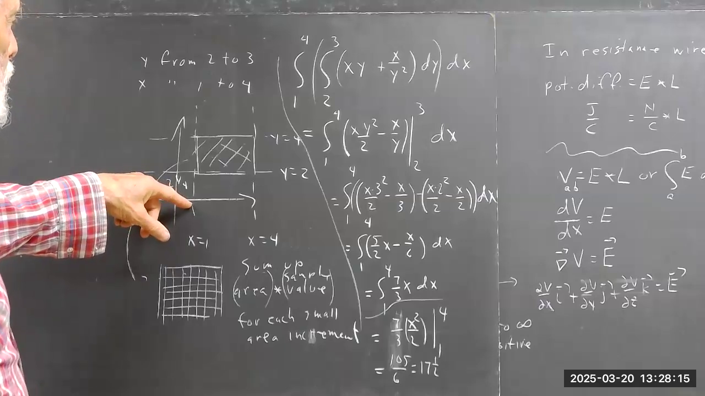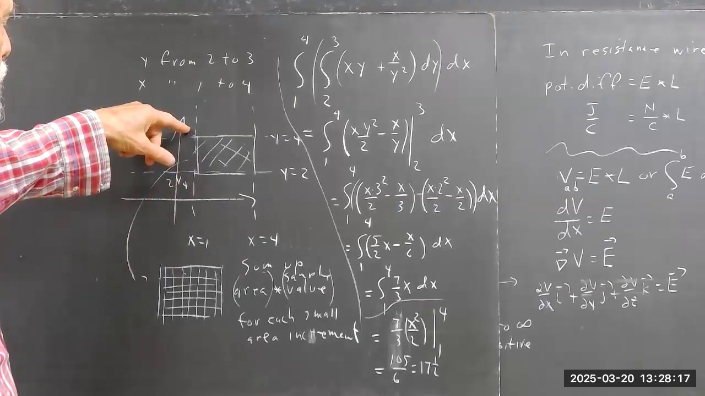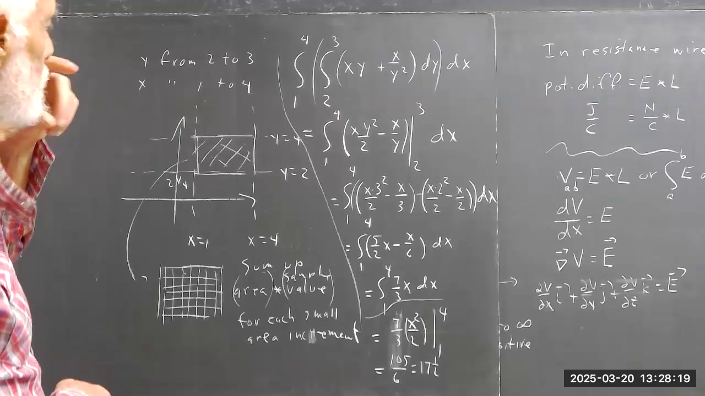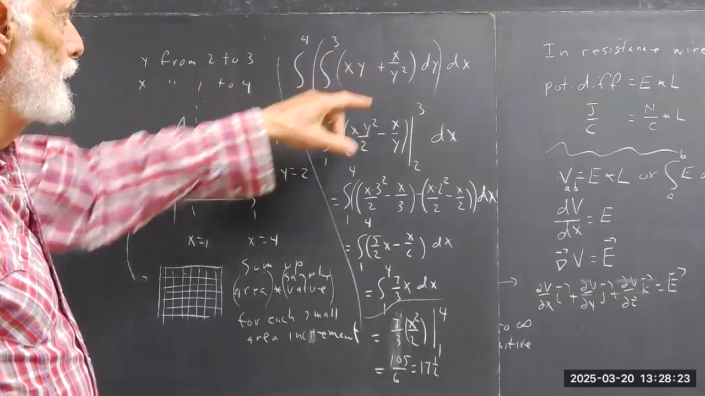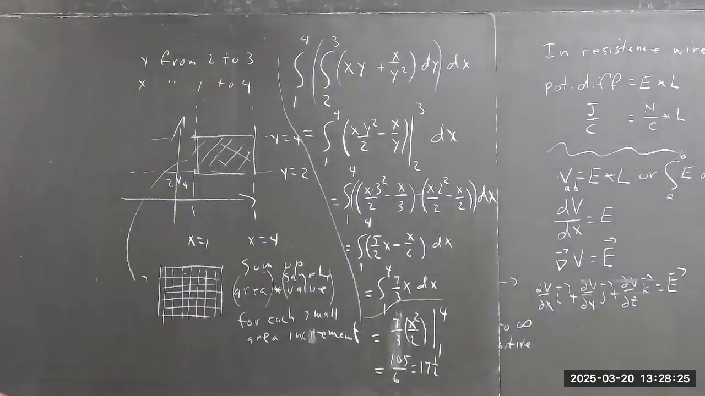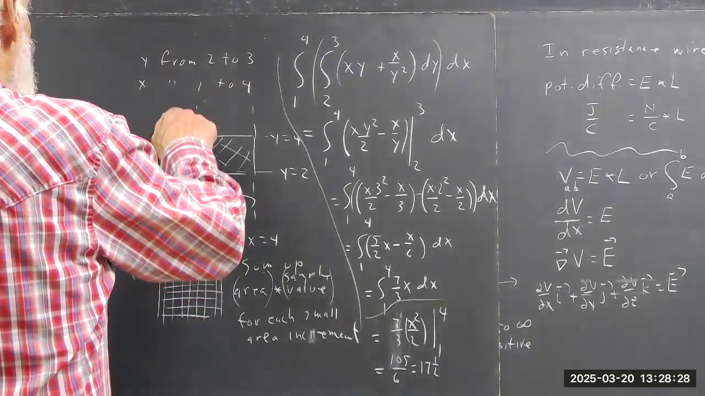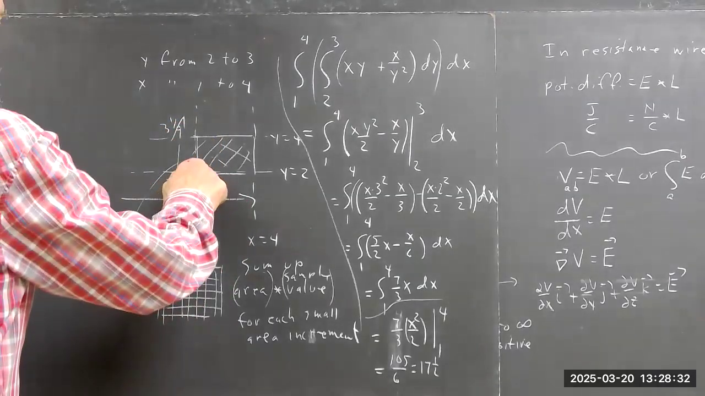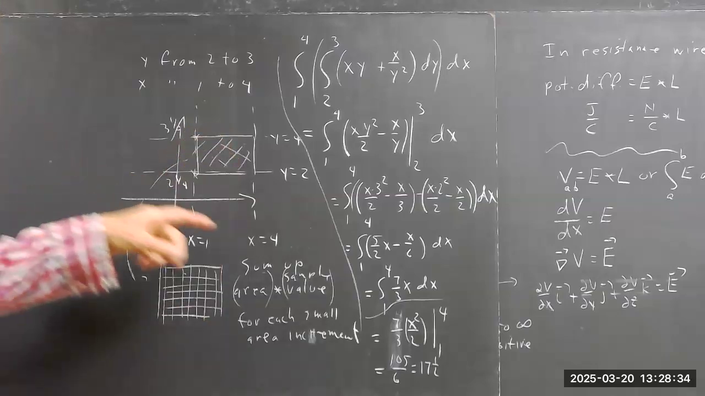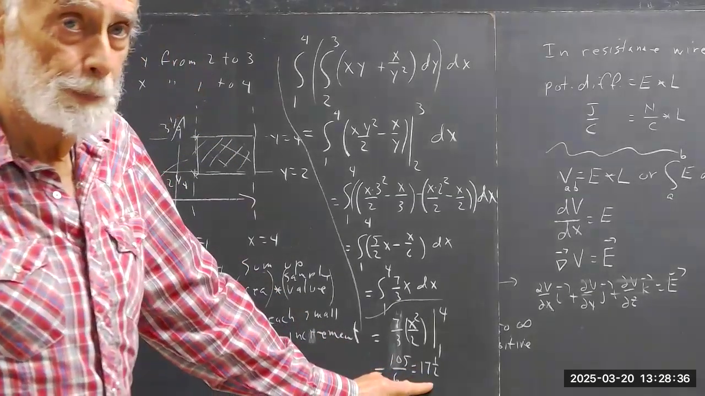At 1, 3, you would get 3 and 1/9. Now, again, I'm just evaluating the function at the corners to see if this result is plausible.